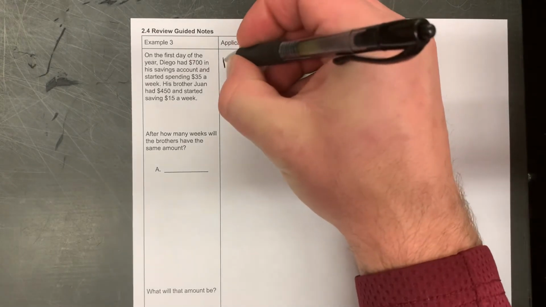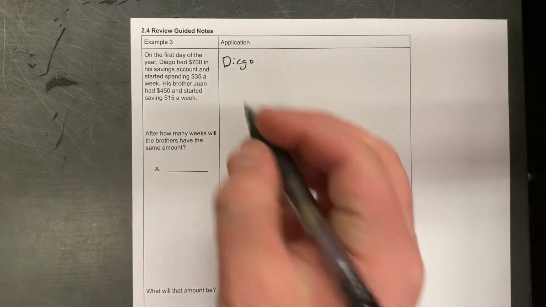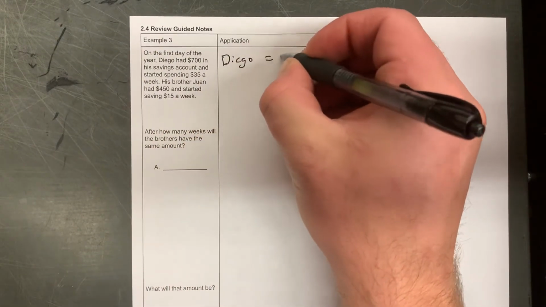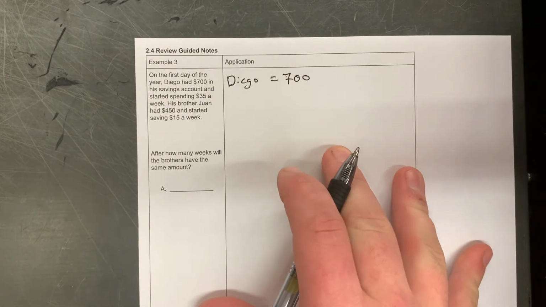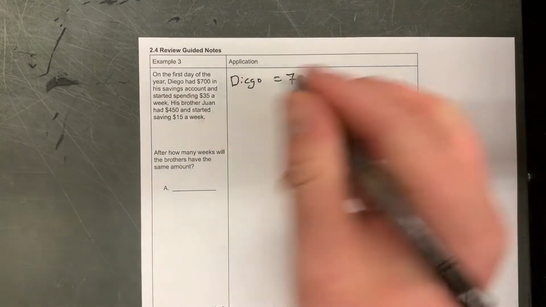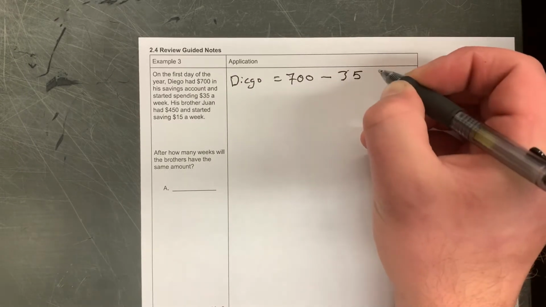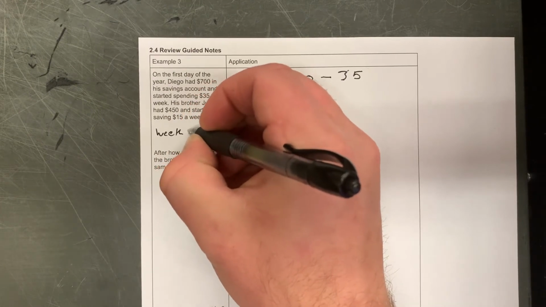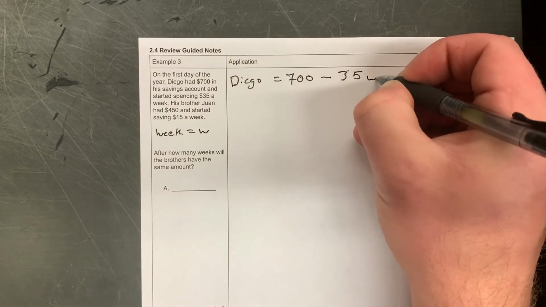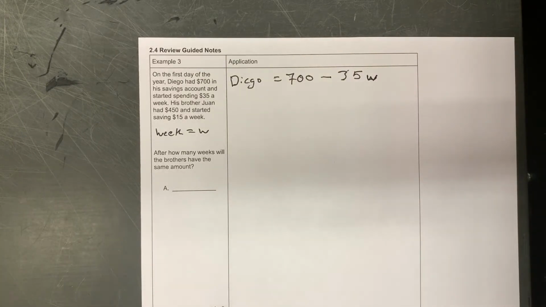So let's write about what Diego is doing with his account first. Diego had $700. And he started spending, so he's taking away, because he's spending it, $35 a week. Okay, so for weeks, we are going to use W. So each week, we don't know how many weeks we're going to use, he's spending $35, or 35 times W.